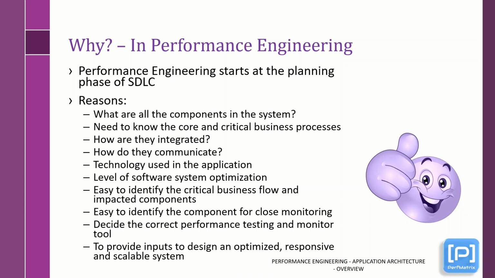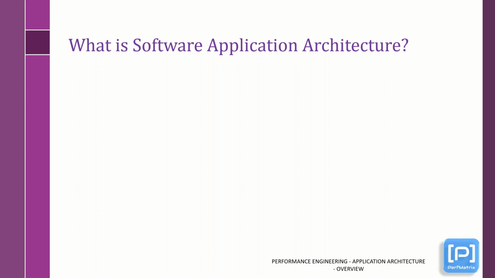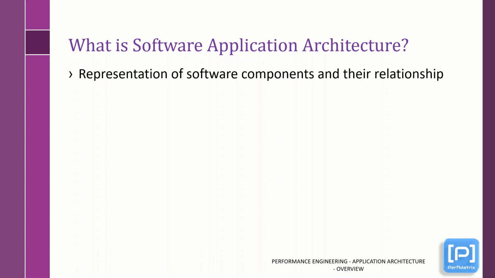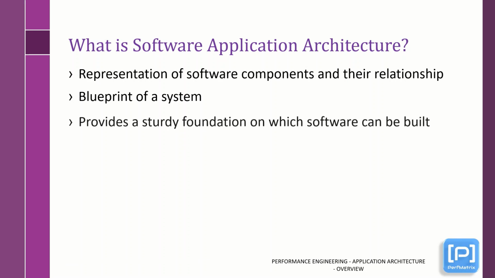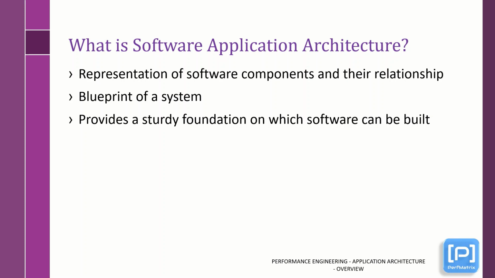Now we will understand what exactly application or system architecture means. The software application architecture is the representation of software components and shows the relationship between them. It depicts the system's organization or structure and provides an explanation of how it behaves. It is a blueprint of an organization's or company's software system, which represents the collection of components that accomplish a specific function or set of functions. In simple words, we can say that software architecture provides a steady foundation on which software can be built.